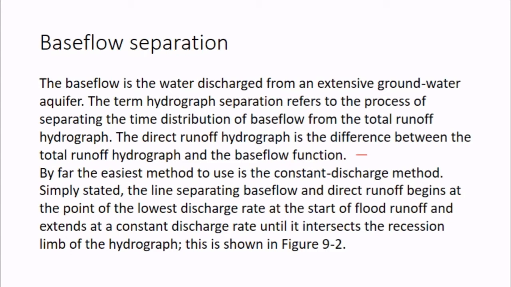By far, the easiest method to use is the constant discharge method. Simply stated, the line separating baseflow and the direct runoff begins at the point of the lowest discharge rate at the start of flood runoff and extends at a constant discharge rate until it intersects the recession limb of the hydrograph. So, tingnan natin. Yan.